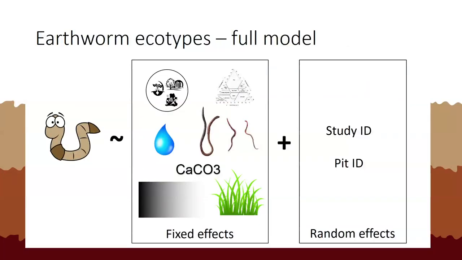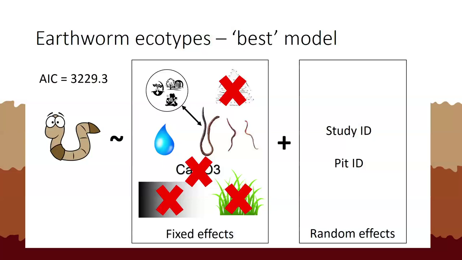Then I did some modelling on the actual ecotypes to see if they respond in similar or different ways. So the same environmental variables as before, but with the ecotype, and again with the same random effects. And this time there was an interaction between the habitat and the ecotypes, and again only moisture was the only one significant.